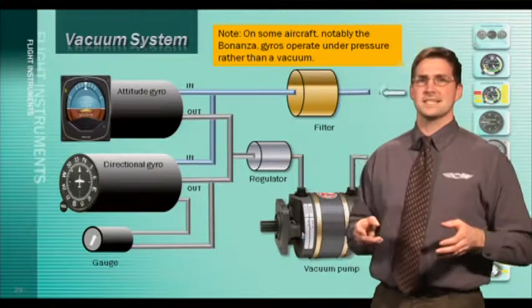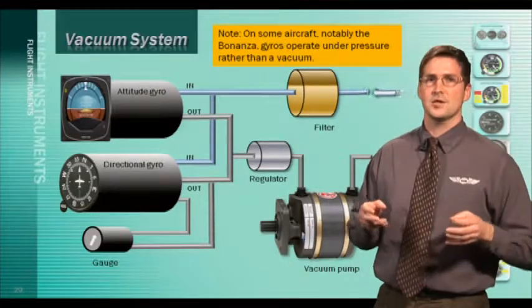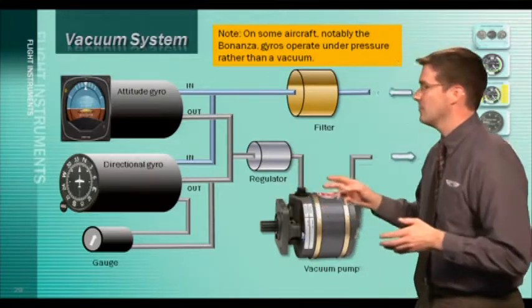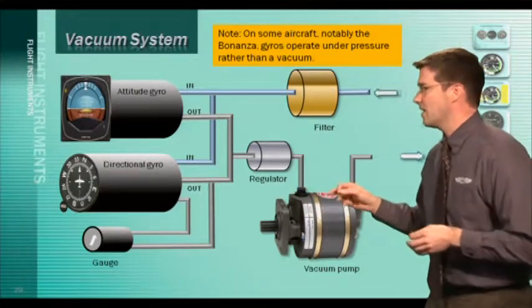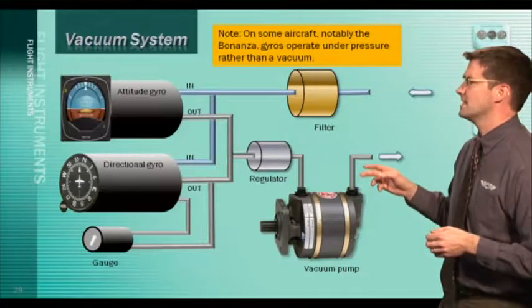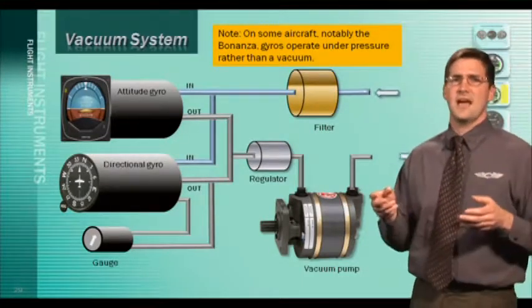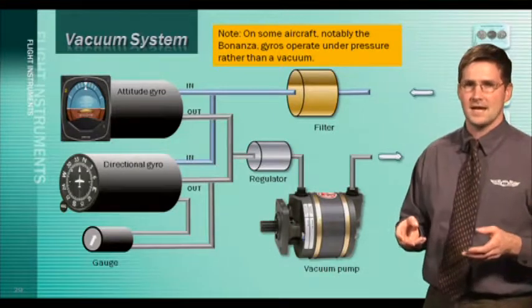As the air exits the gyro instruments, it passes to a regulator. Now, this regulator maintains the correct system vacuum pressure. The air then passes to the vacuum pump, which provides the pumping action, powering the system. Finally, the air exits the vacuum pump and is vented outside.